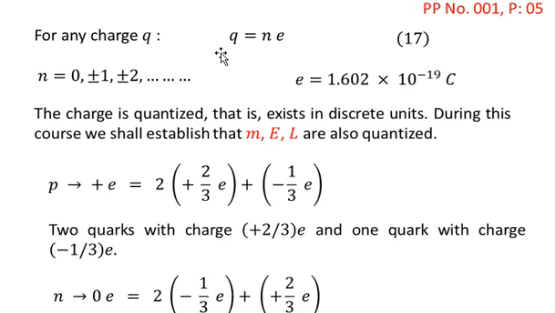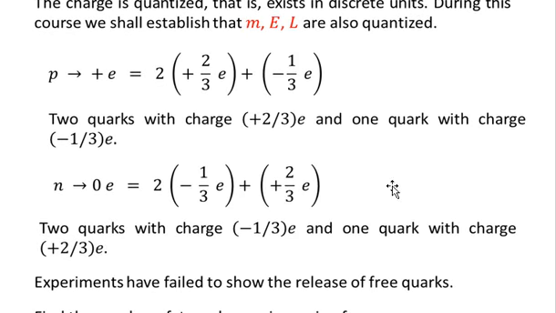So from this equation, since n is an integer, it is obvious that the charge q on the left hand side is also quantized, because the electronic charge on the right hand side is quantized. The charge is quantized, that is, it exists in discrete units. So q could be plus or minus e, plus or minus 2e, plus or minus 3e, plus or minus 4e, and so on. So the charge is quantized. During this course, we shall establish that mass, energy, and angular momentum will also be observed as quantized quantities.